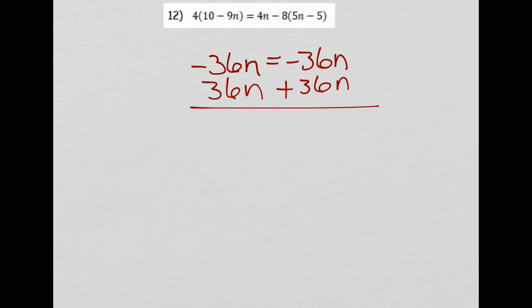Okay, number 12, it's not really that complicated. I'm going to skip all the middle steps. I'm just going to say that when I finally come up with an answer, it looks like this. Negative 36n equals negative 36n. And if I was trying to combine both of these, I could add 36n to both sides. But what I am left with there is that 0 equals 0.